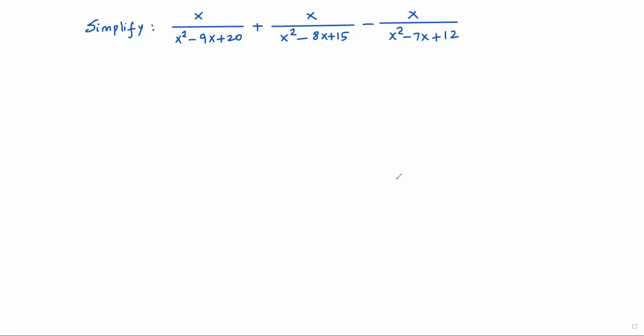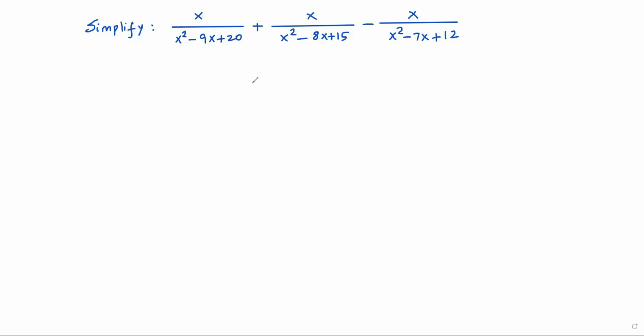Simplify x over x² − 9x + 20, plus x over x² − 8x + 15, minus x over x² − 7x + 12. Here, the first two fractions are in addition, the third fraction is in subtraction. To simplify this expression, I need to get the same denominator for all three fractions. That is, I have to get the common denominator.